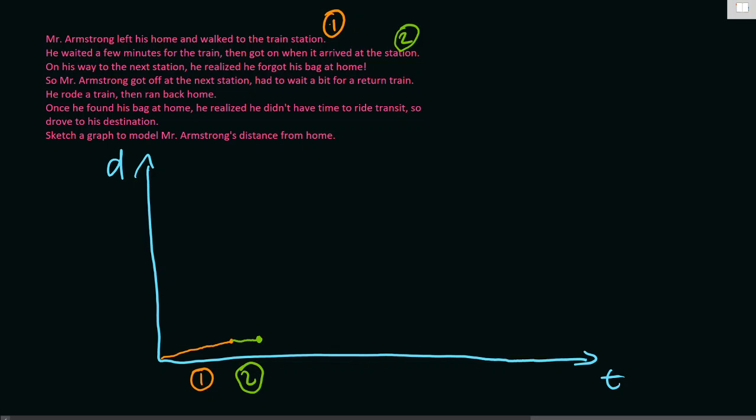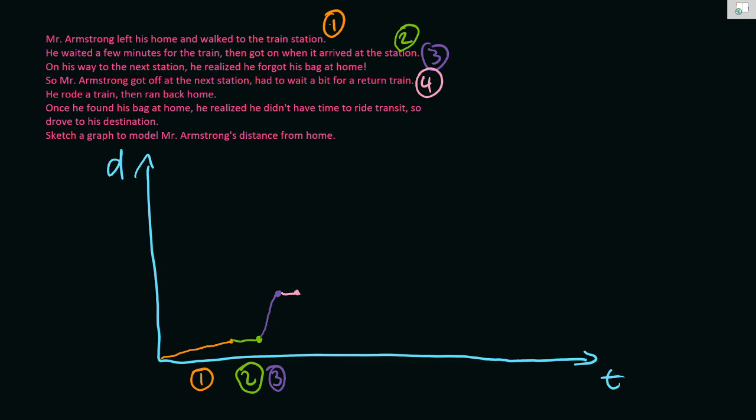Then the next thing I did was I rode the train to the next stop. Now, this is probably faster than walking, right? I don't know about you, but I can't walk as fast as a train. So I'm going to show this as fairly steep because the train is going much faster than I can walk. So that's my interval 3. And I only go on for 1 stop, so it's not going to be very long. Then I realized I forgot my bag at home. So I wait for the return train for a little bit. Then I ride back to the previous station.